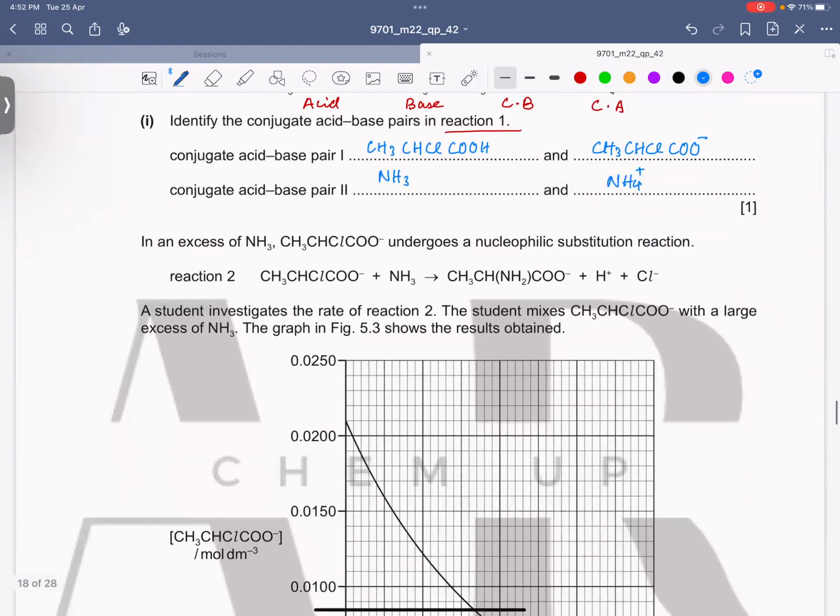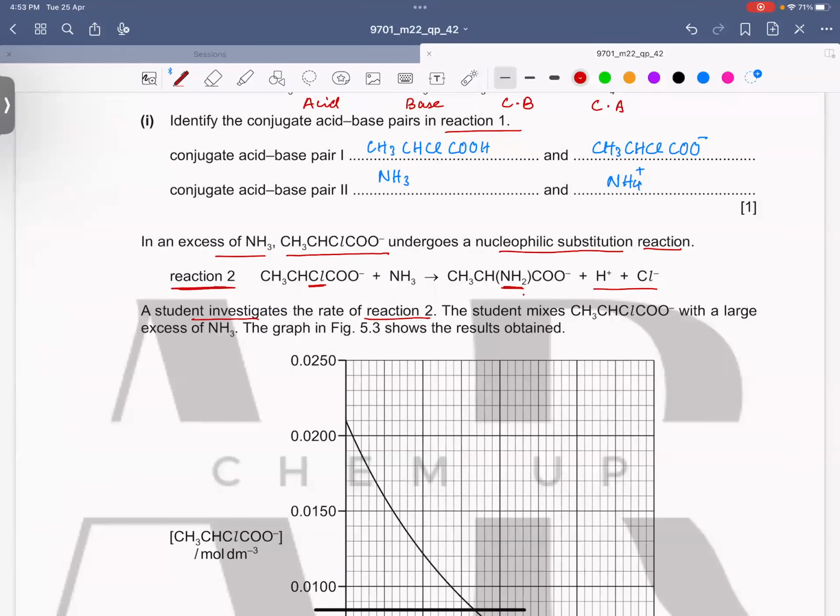In an excess of ammonia, 2-chloropropanoate undergoes a nucleophilic substitution reaction. Okay, and here we have the equation. If you see, this chlorine over here is being substituted by ammonia and turns into an amine, and we have these ions. A student investigates the rate of reaction 2.